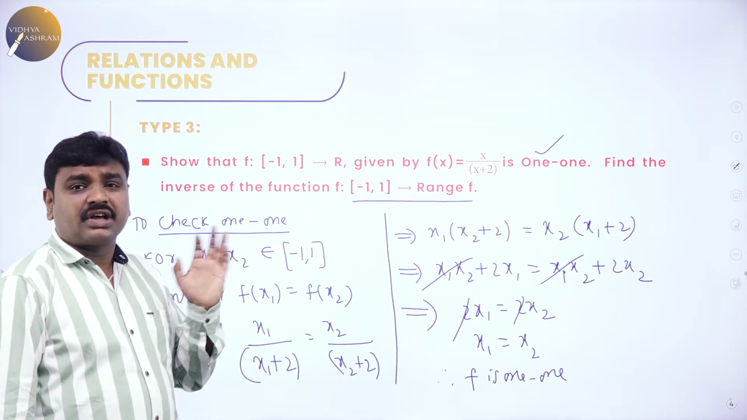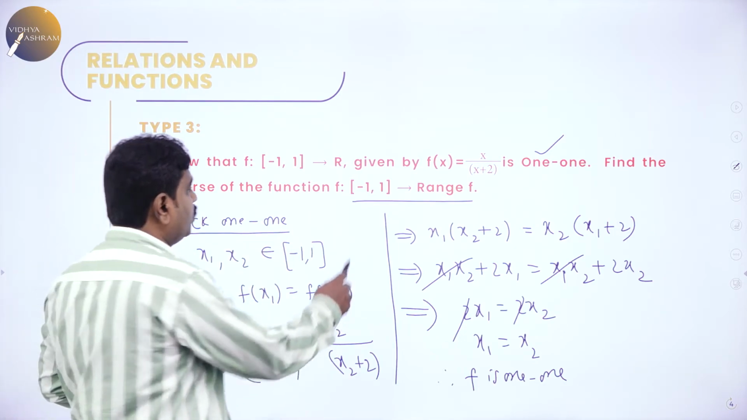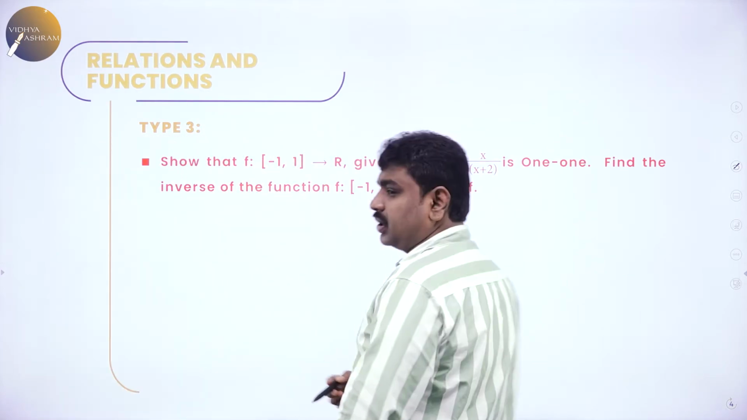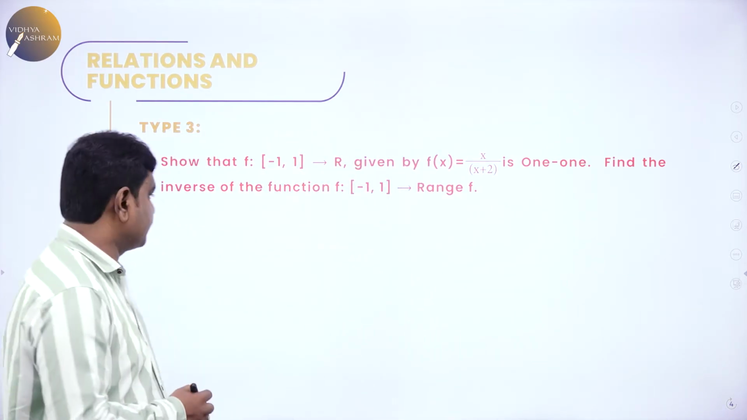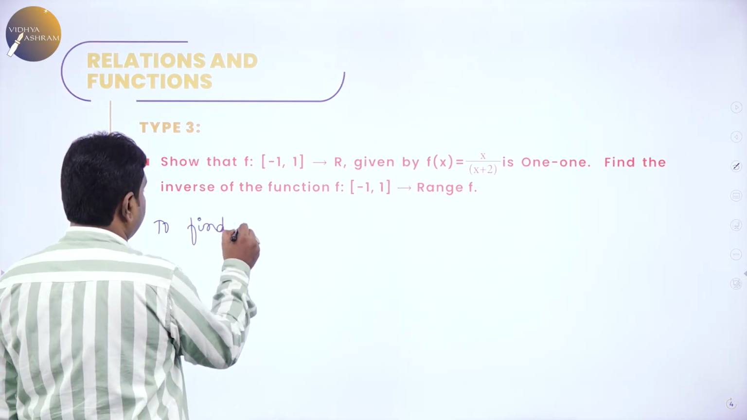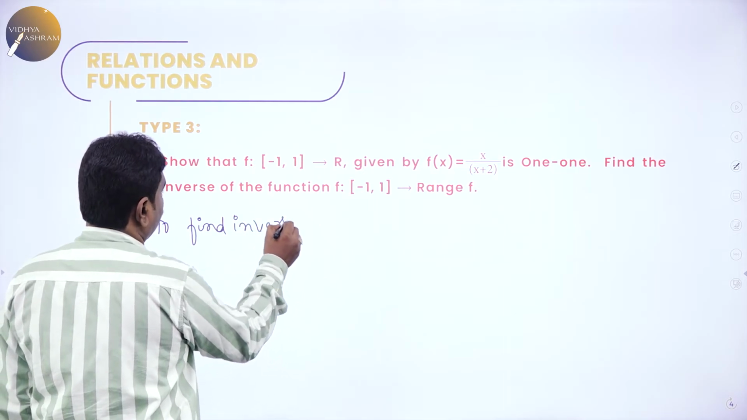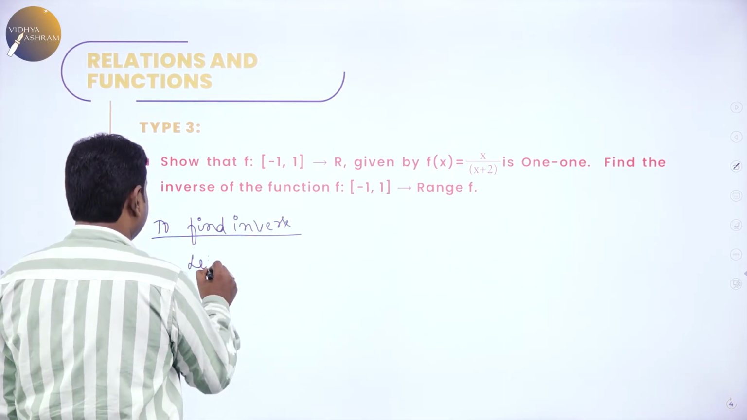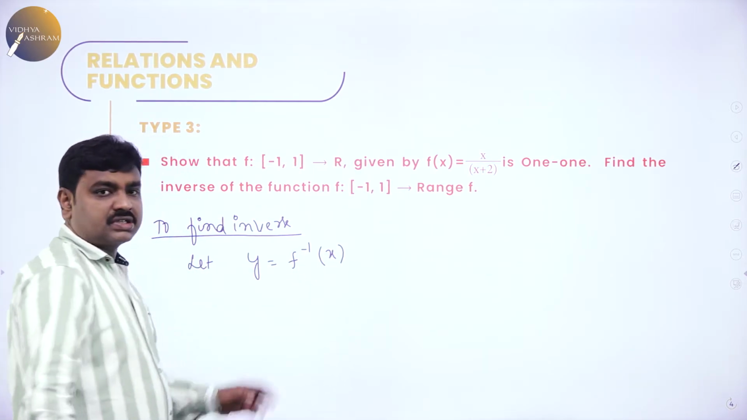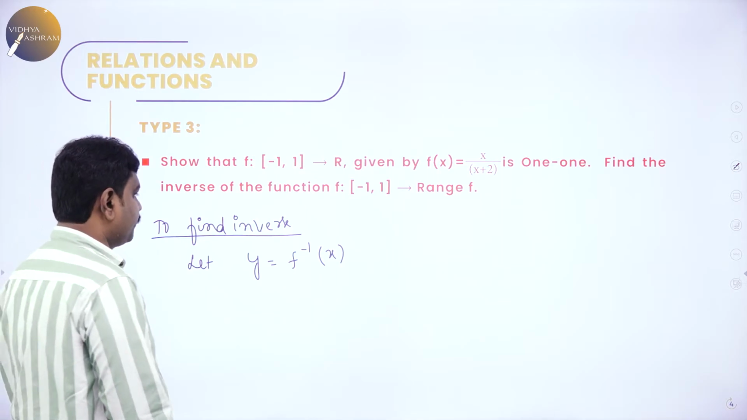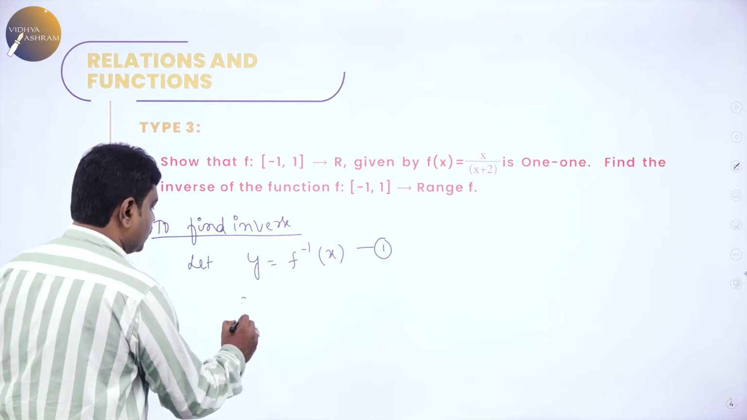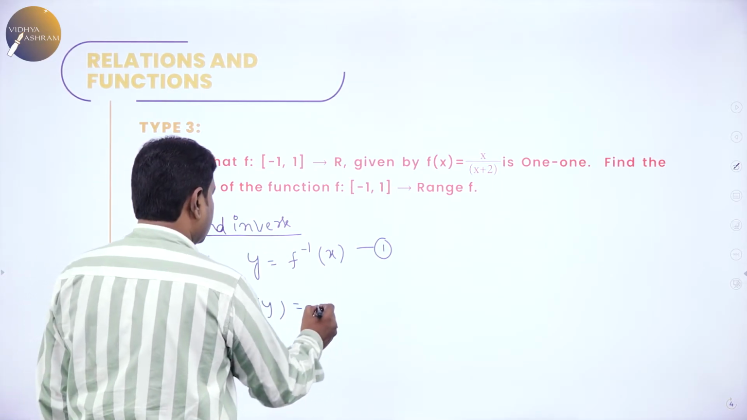And they are not asking you to prove invertible, because they told here the domain is minus 1 to 1 and the range is this. So this is the codomain. Now the next step is to find the inverse. How to find the inverse? Let y is equal to f inverse of x. Consider y as f inverse of x. Now rearrange, bring the inverse to this side, so it will become f of y is equal to x.